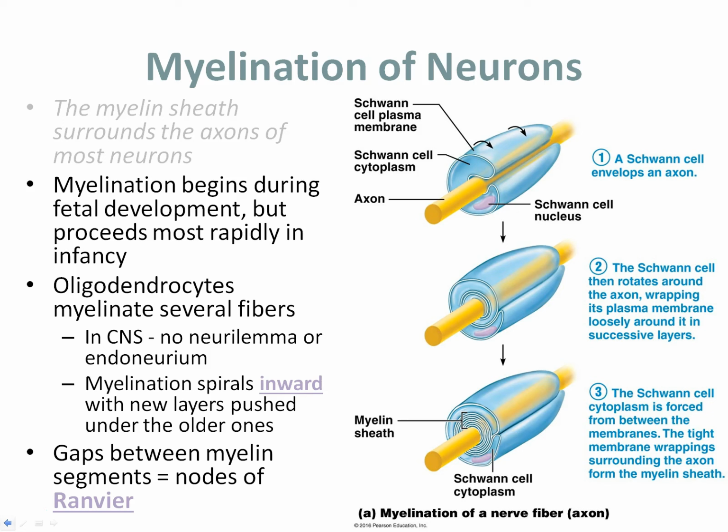Gaps between the myelin segments in either the central nervous system or the peripheral nervous system are called nodes of Ranvier or myelin sheath gaps. In the peripheral nervous system, Schwann cells envelop axons. The Schwann cell rotates around the axon, wrapping its plasma membrane around in successive layers to create the myelin sheath.